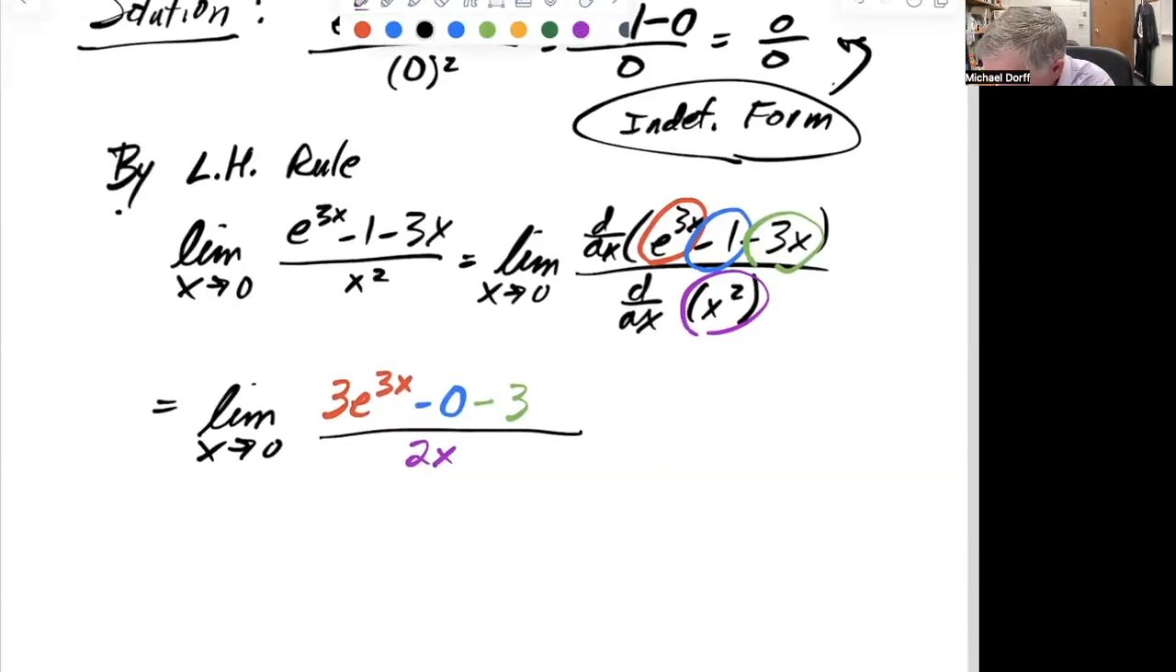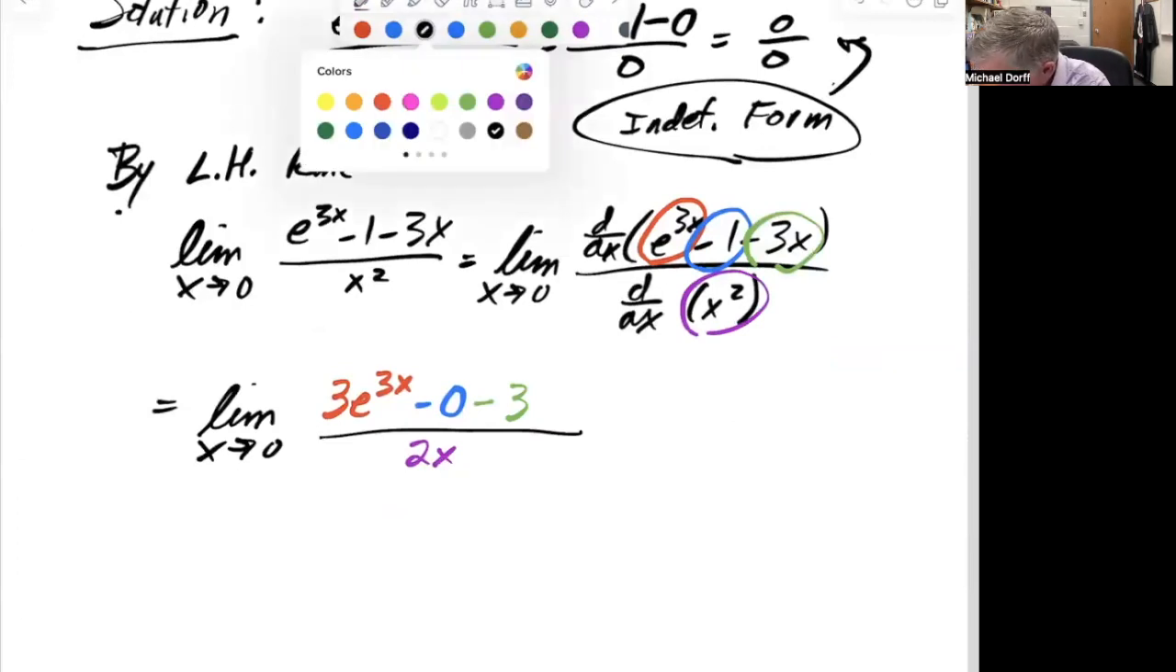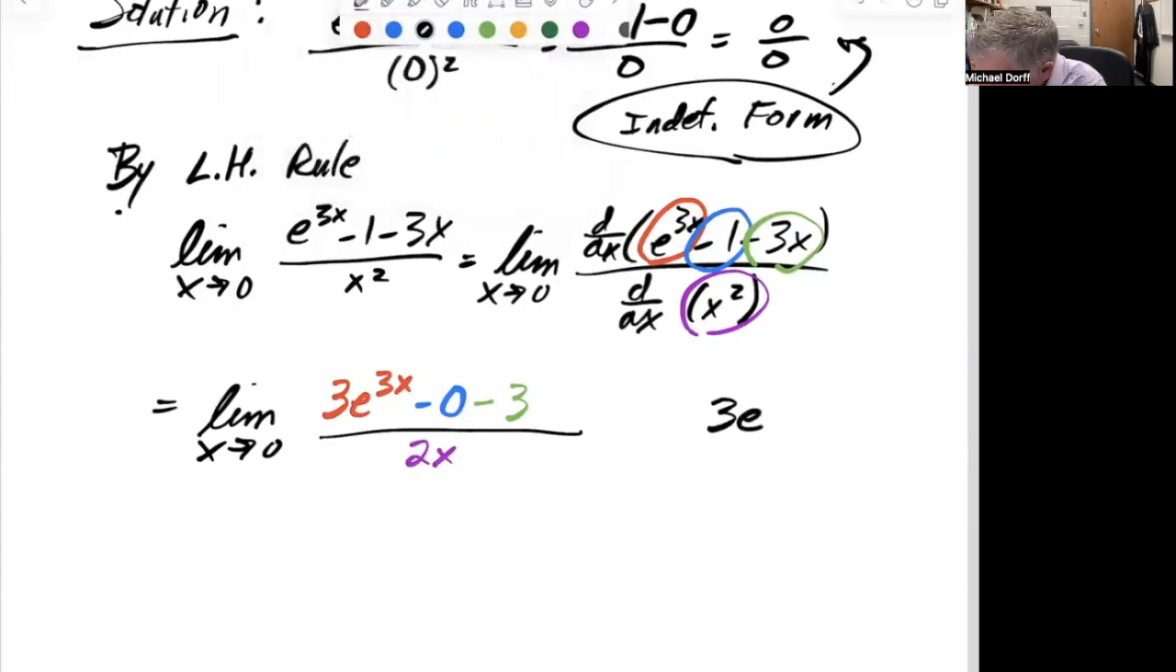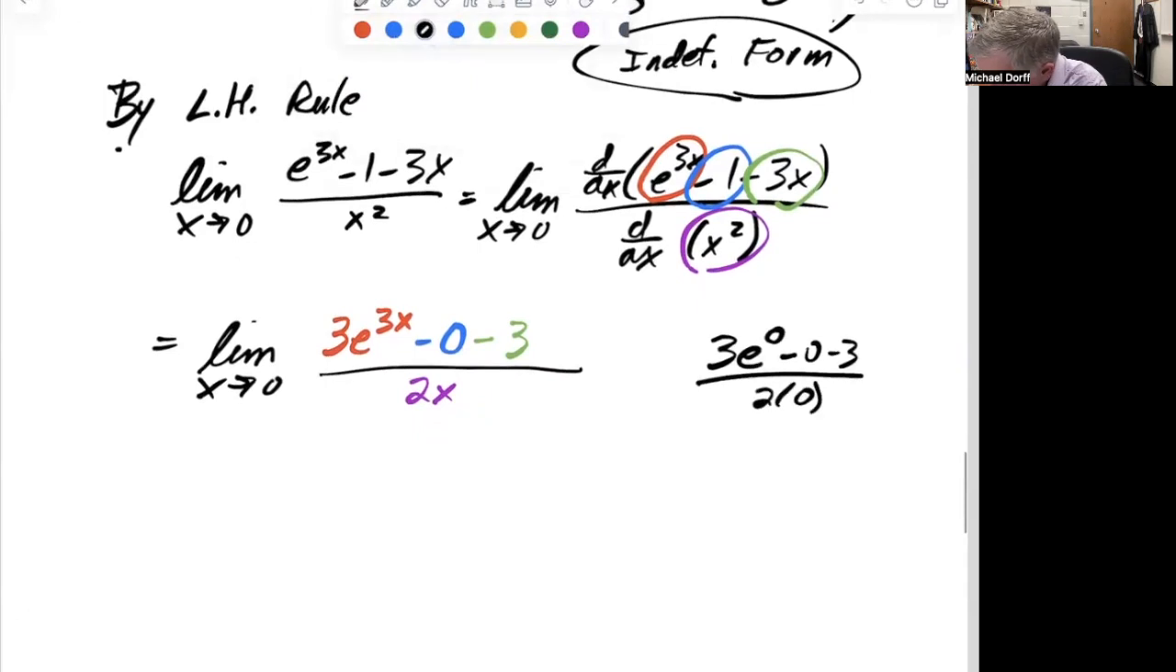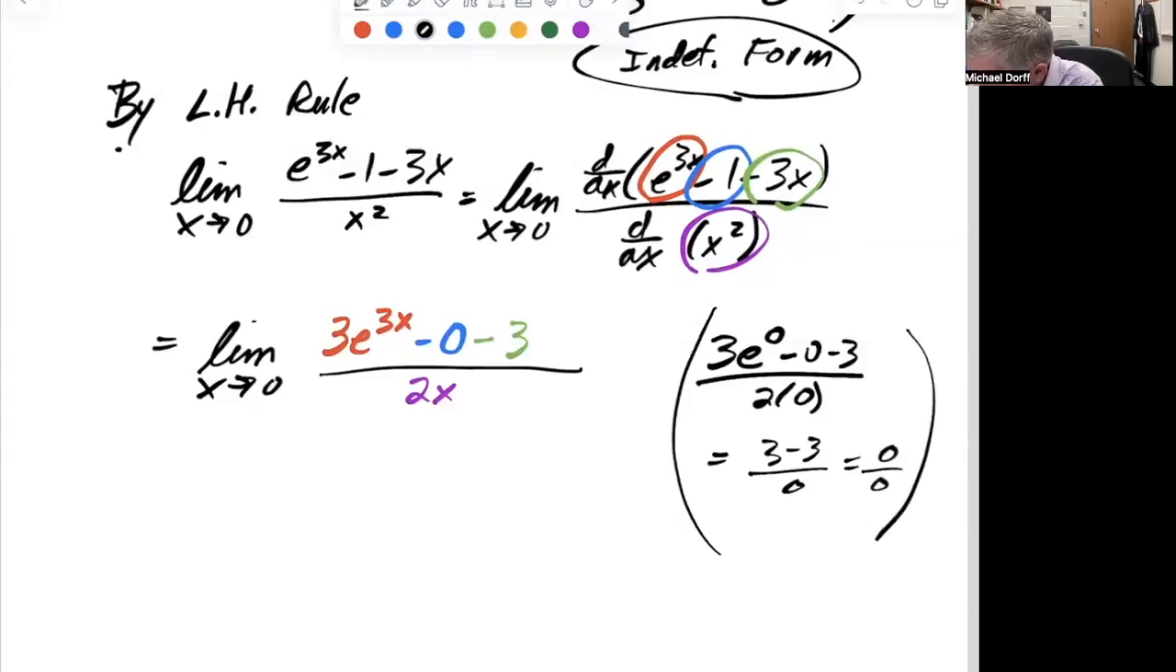Okay, so now we evaluate the limit. When I do that, what do I get? I'm going to get 3 times e to the 0 minus 0 minus 3 over 2 times 0. And that's all going to equal here 3 minus 3 over 0, which is 0 over 0. And so I still have an indeterminate form again. Okay, does that mean that we've failed?